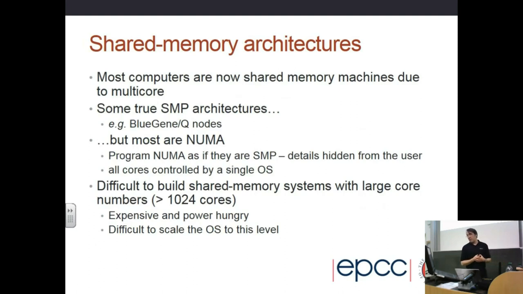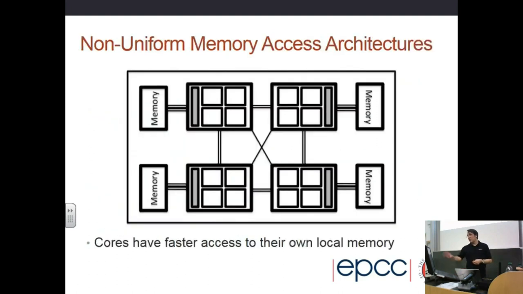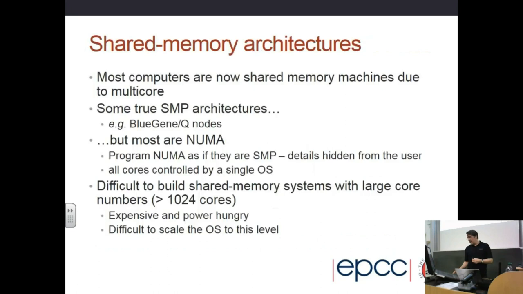It's difficult to build shared memory with large core numbers. There are tricks, but even with this architecture, only very specialist machines can go beyond about 1,000 cores. They're expensive and power hungry, and you have two problems when you go up to these levels of thousands of cores. First of all, as I mentioned, this cache coherency problem just becomes harder and harder. Every time someone updates their data, you'd like to just update data in your local cache, your local copy. But if you're changing data, you have to tell everyone, look, I've just updated this value. If you've got a copy of it, it's now out of date. So you can spend all your time telling people about what you're doing rather than actually doing any useful work.